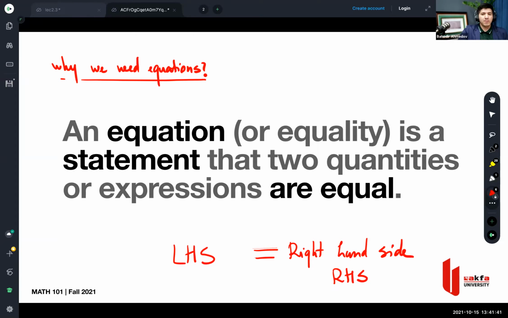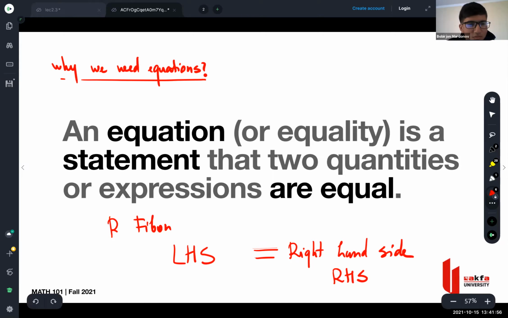Yes. What are you learning in programming? Have you already learned about some sequences like the Fibonacci sequence or something like this? No. Oh, but do you know what the Fibonacci sequence is? Not actually. Does anyone know what Fibonacci is?